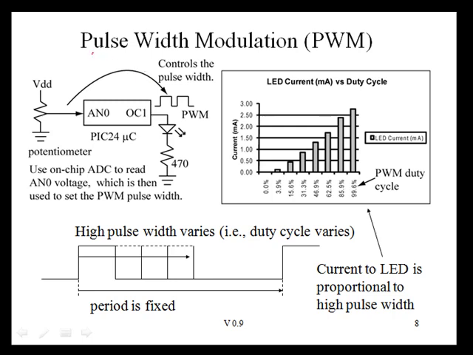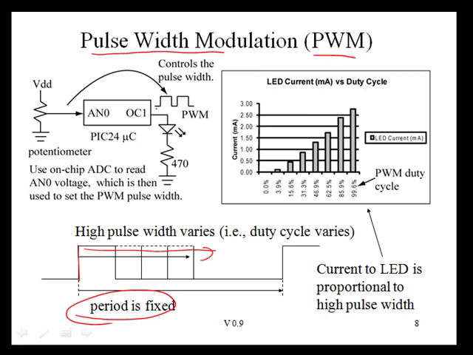This lecture discusses application of pulse width modulation, abbreviated as PWM. A PWM signal has a fixed period, that is, its frequency is fixed. However, the high pulse width can vary. We use this varying pulse width to modulate either voltage or current through to an external device.